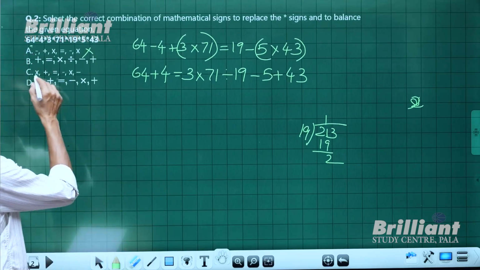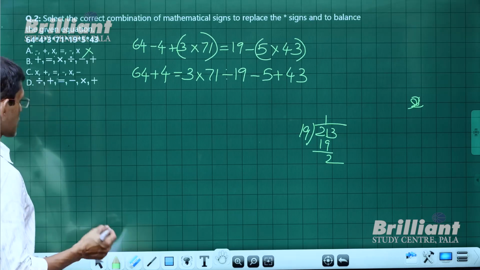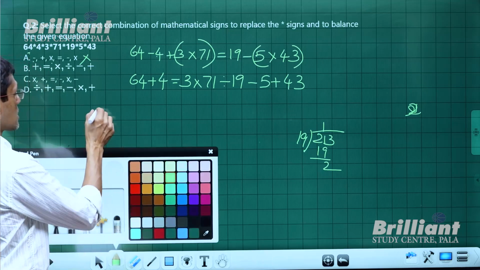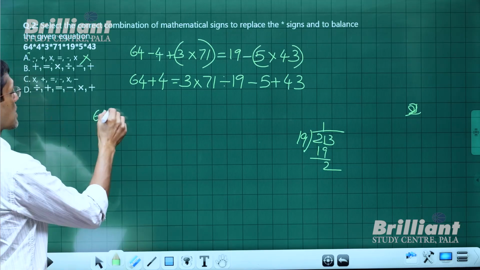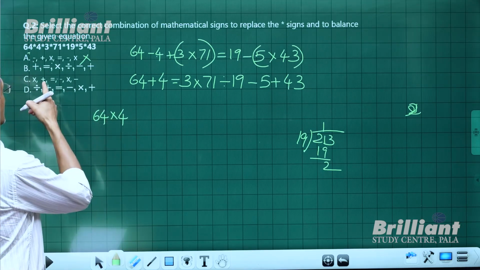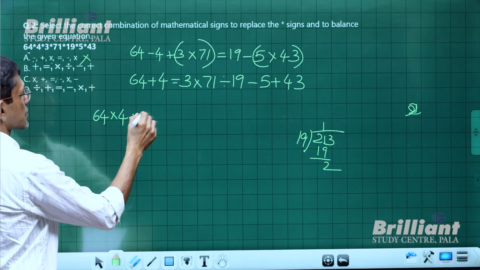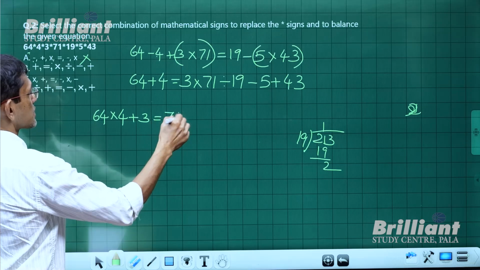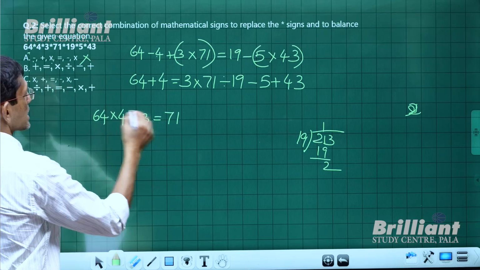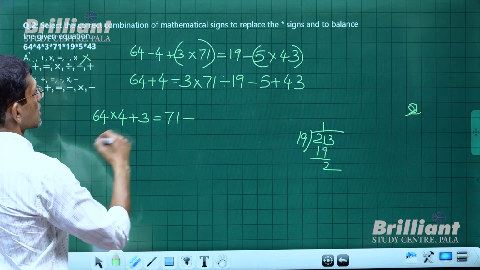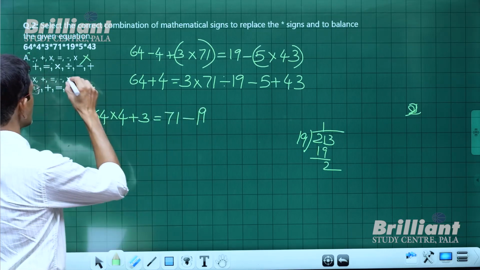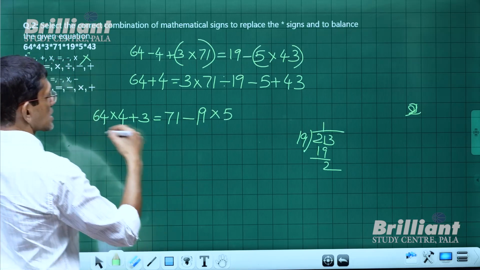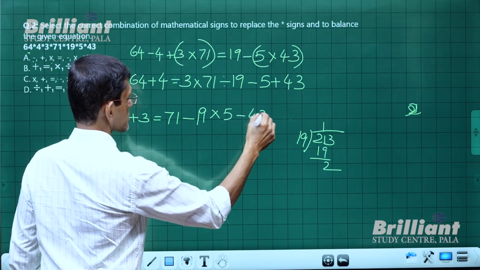So next we try answer choice C. In answer choice C, what you have is 64 divided by 4, then plus 3, then equal to 71. Then minus 19, then multiplication 5, then minus again 43.